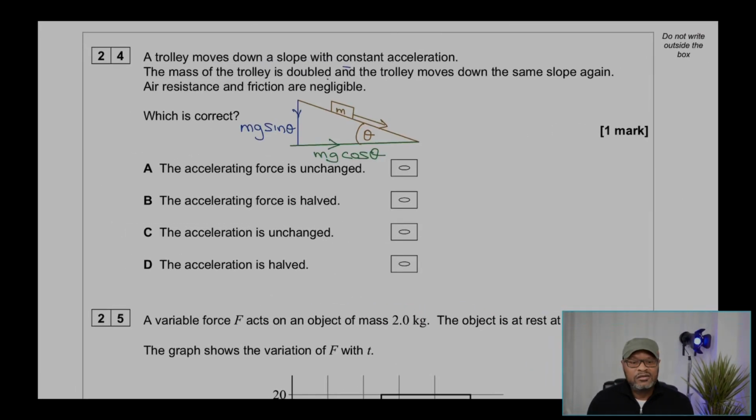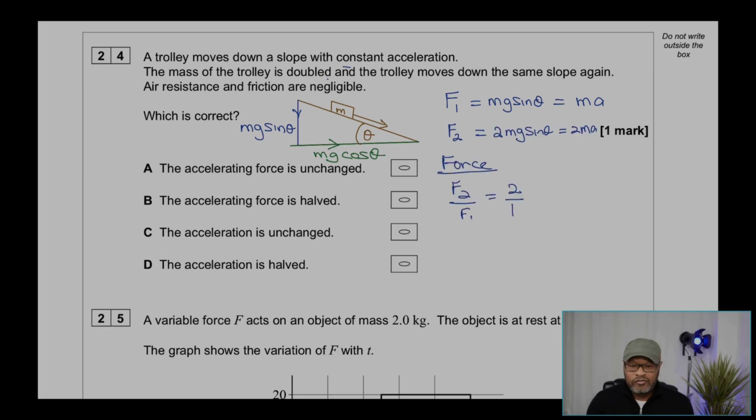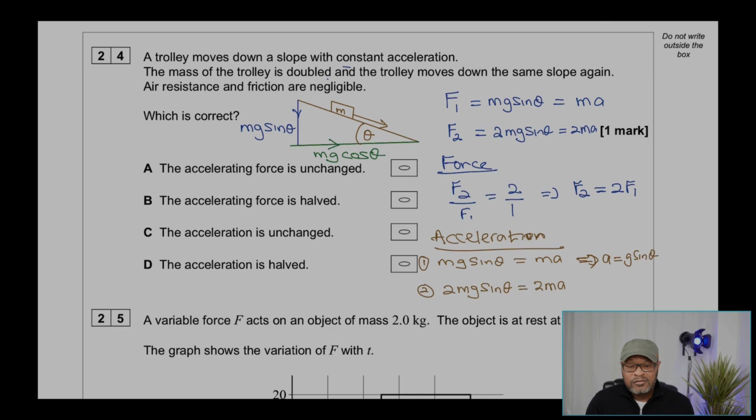This is the diagram, and we're using F1 and F2, and those are the relationships. For the force, the ratio of the two will give us F2 equals 2F1. And for acceleration, mg sine theta equals ma, and that gives us a equals g sine theta. When we double the mass, 2mg sine theta equals 2ma. Again, when we cancel out the common factor, we get a equals g sine theta.